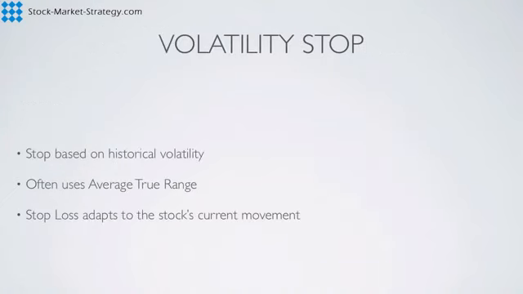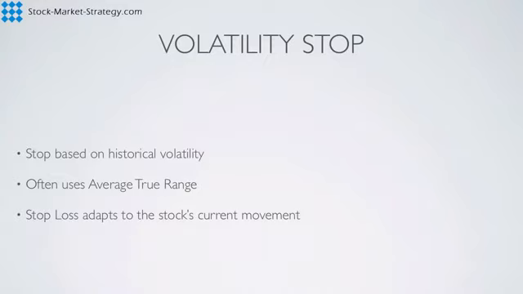The first is the volatility stop. It's a stop that is based on historical volatility. So if the stock is very volatile, the stop will be bigger. As mentioned, it often uses average true range in its calculation, meaning it calculates what the stock normally moves, and if it then moves more than what it normally moves, you'll get stopped out. So it's a stop that makes sense.